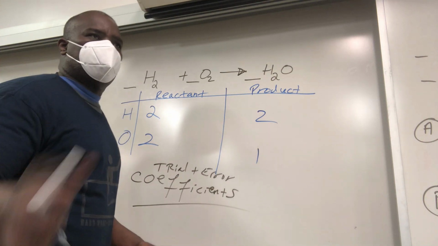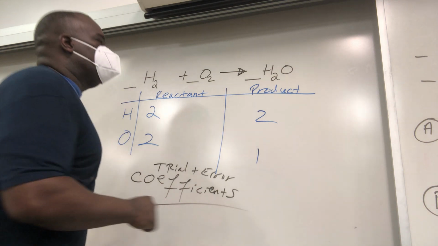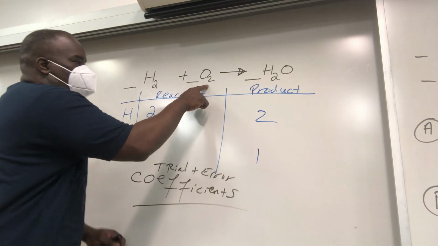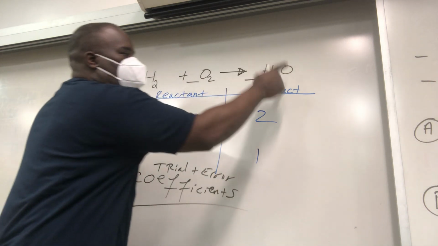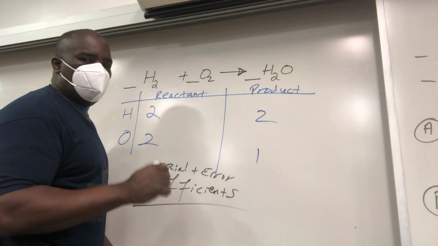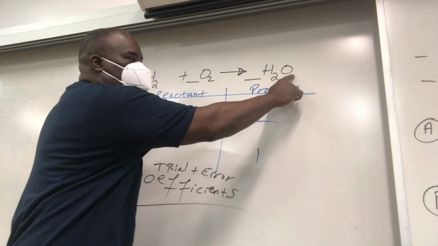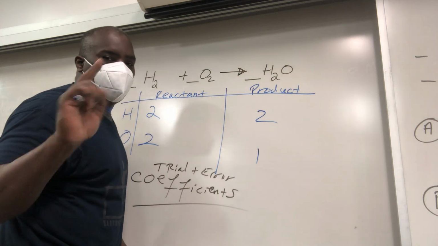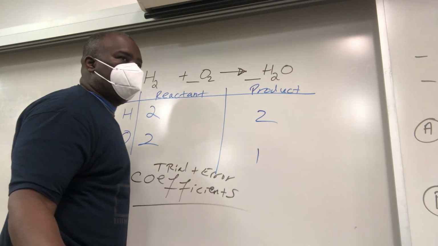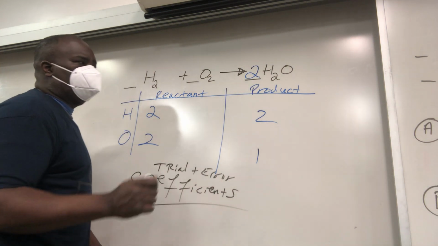So we have to fix that situation. So here's the deal, guys. If you got 2 right here and only 1 there, we have to use a coefficient, people. You cannot change this to a 2 to balance the oxygens. It's a violation, right? We got to use coefficients. So we're going to put a big 2 in front here. Bam. Okay? So what does that do for us?